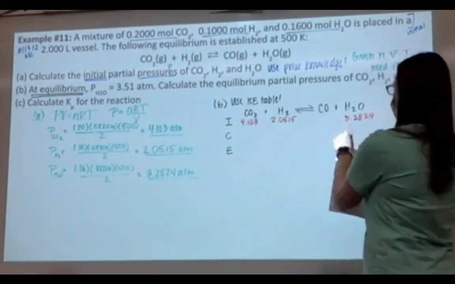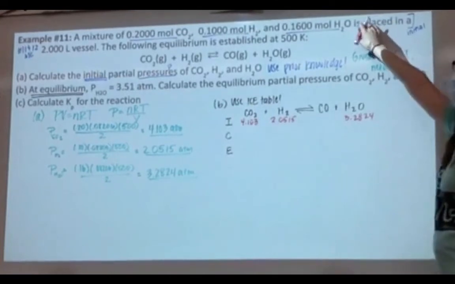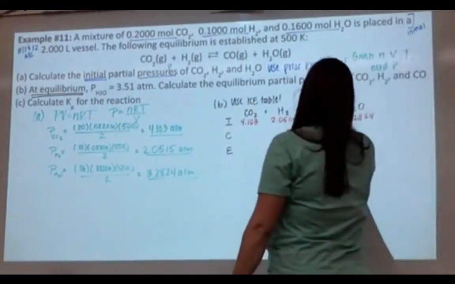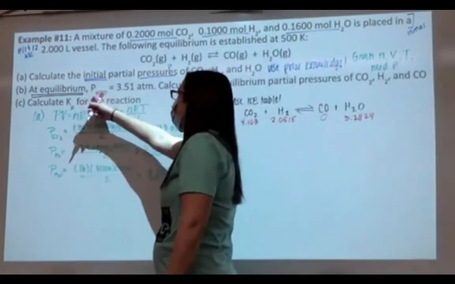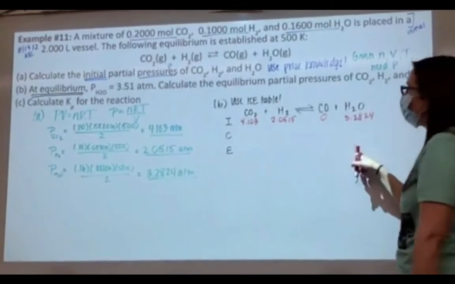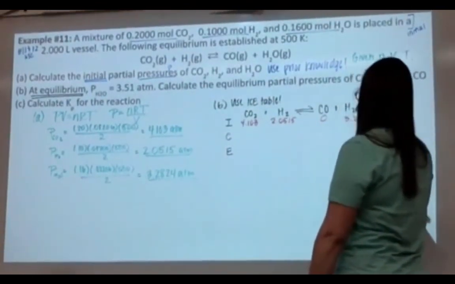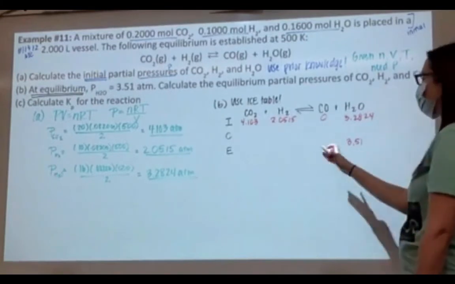3.2824 ATM. Now we didn't solve for CO. It said nothing about CO initially. There wasn't any carbon monoxide put into the container. So its initial amount is 0. If it doesn't say anything about that substance initially, there's none there. So here's where this at equilibrium is important. At equilibrium, so in my equilibrium row, the pressure of H2O is 3.51 ATM. So now we want to calculate the equilibrium partial pressures for everything else.